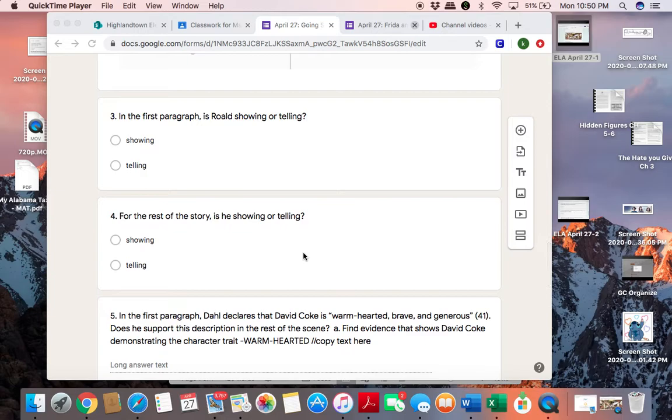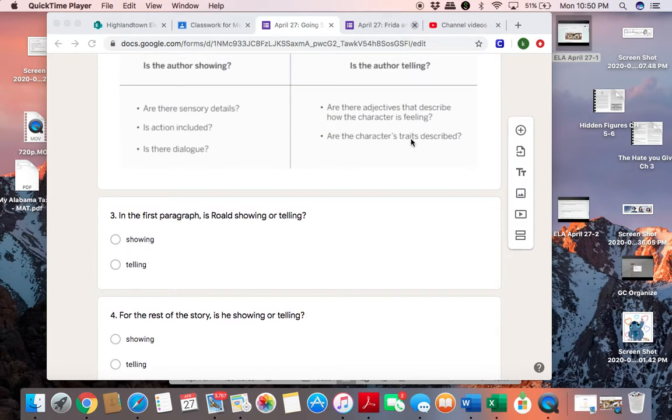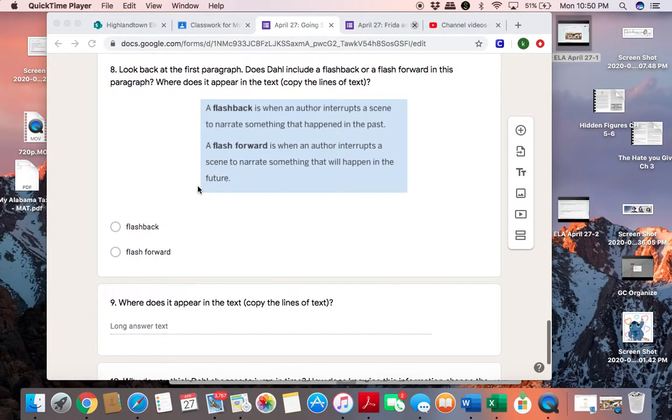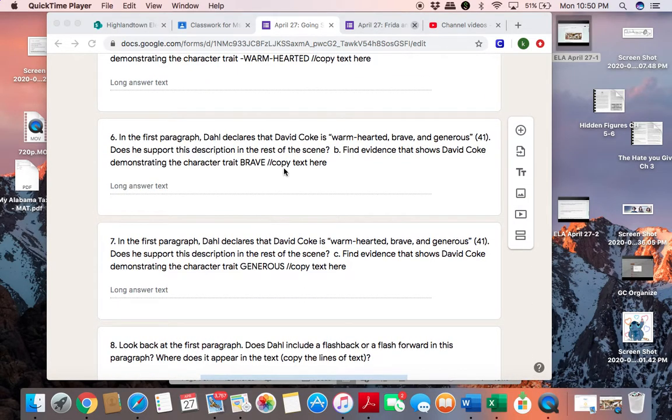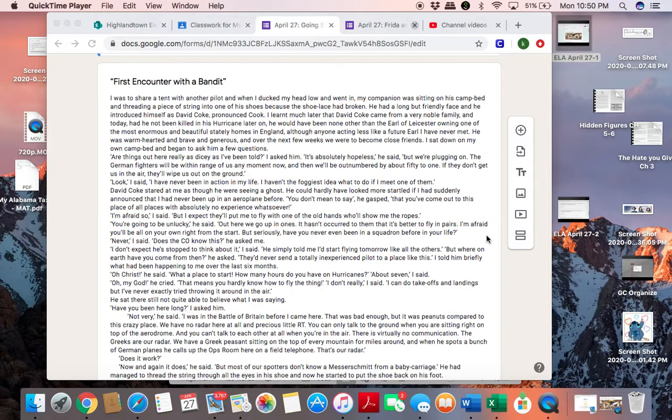Then we're going to go through some questions here as he's showing or telling. And then we're going to look for some ways that he explains the things that he told us. So he may tell us a very distinct description of that character trait, and then he might show us later on how that person is that way through revealing things that the character says or does, the actions that they have. And then we're going to look at some flashbacks or flash forwards. So first we're going to start in the very first paragraph, and I'm going to play a reading of that paragraph to you.